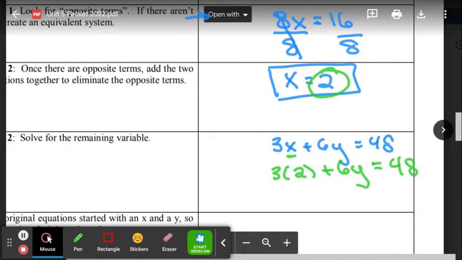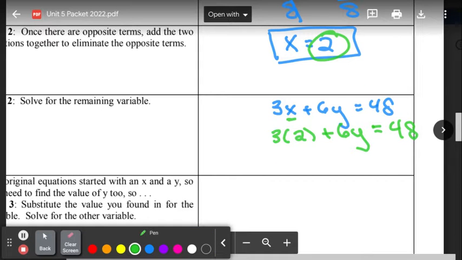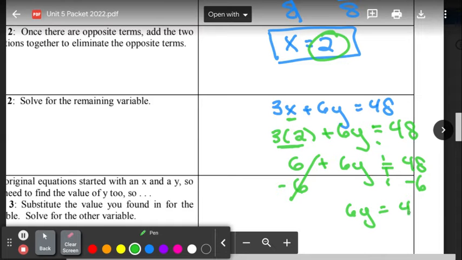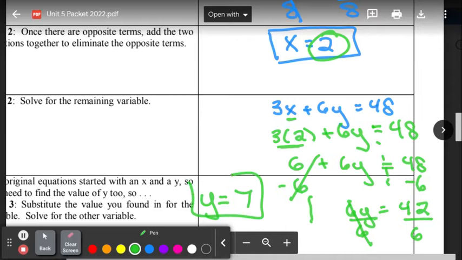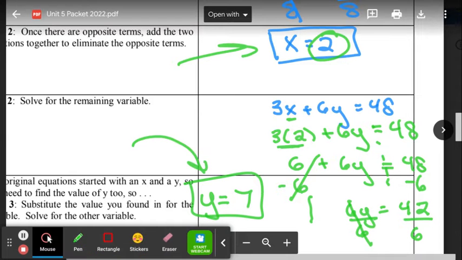Now we have to solve our equation. Here's our equal to. So I'm just going to multiply the 3 times 2, make it a plain old number, 6, plus 6y. So do we add or subtract first? I'm going to minus 6 on both sides. That goes away. And 48 minus 6 is 42. Divide by 6. I'll write it over here. Our answer is 42 divided by 6, 7. So we have x equals 2 and y equals 7.